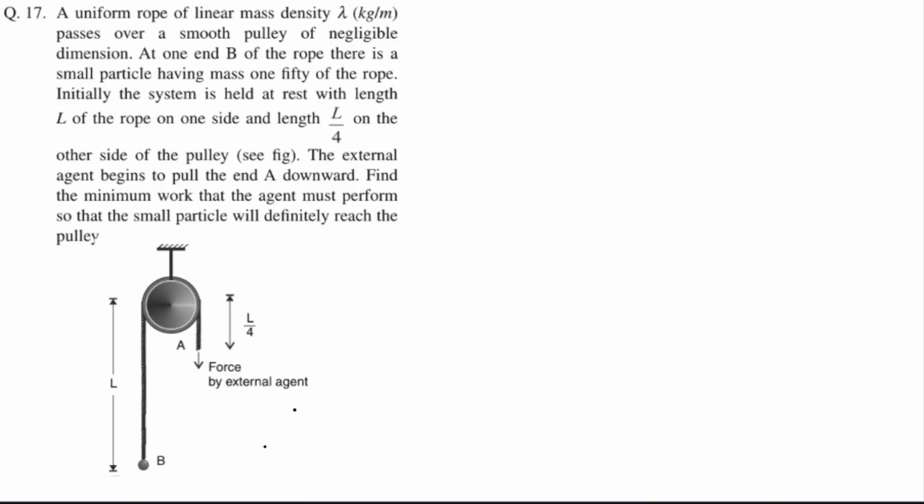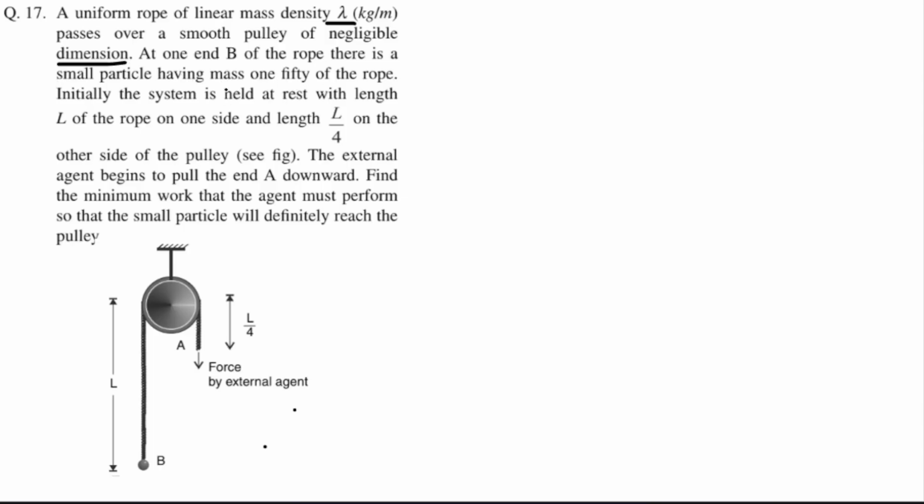Let us now get at this question and see what is given. A uniform rope of linear mass density lambda. So this is not a massless rope, and it passes over a smooth pulley of negligible dimension. At one end B of the rope, there is a small particle having mass 150 of the rope.